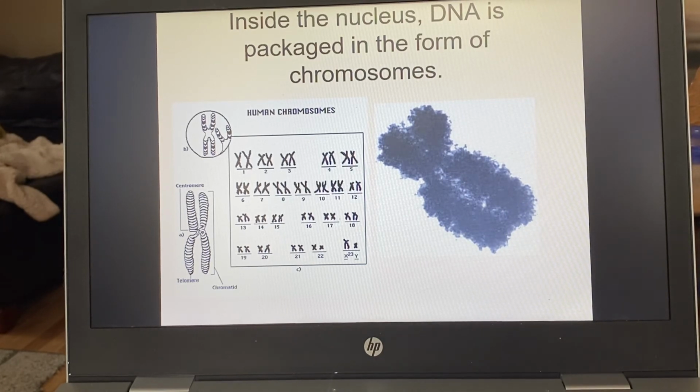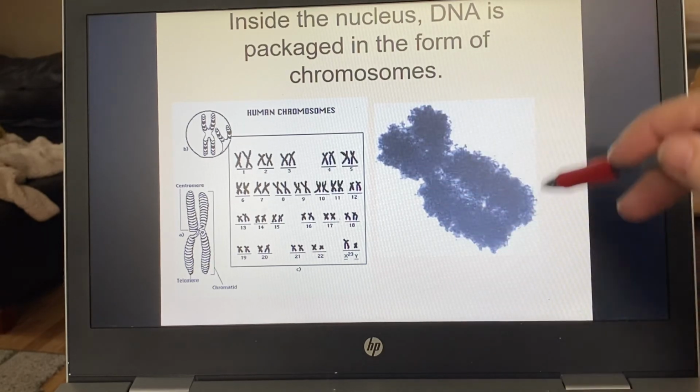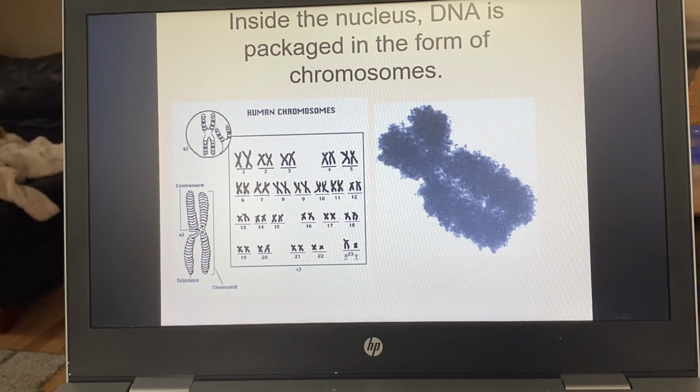Because, for example, if you were to stretch out all of the DNA in one of the nuclei of one of your cells, that DNA would be 6 feet long. Okay, so to be able to fit 6 feet of DNA inside not only one of your cells, but inside the nucleus of one of your cells, it has to be really, really tightly coiled. And that is why we have the appearance of chromosomes. It just means tightly coiled DNA.